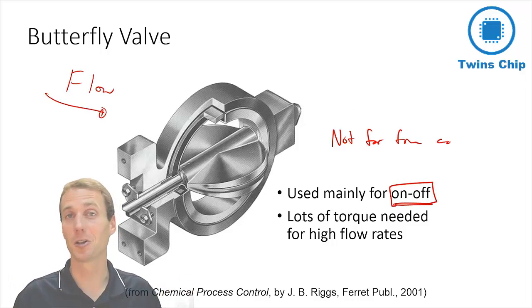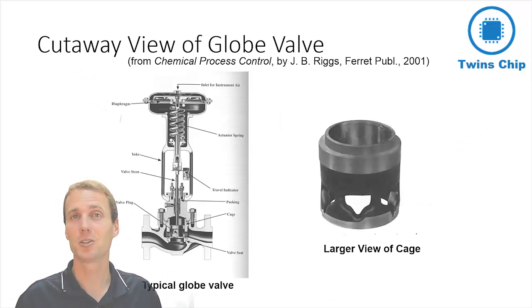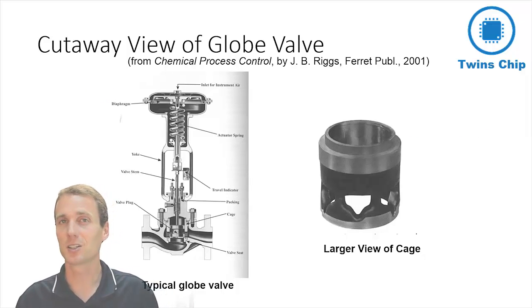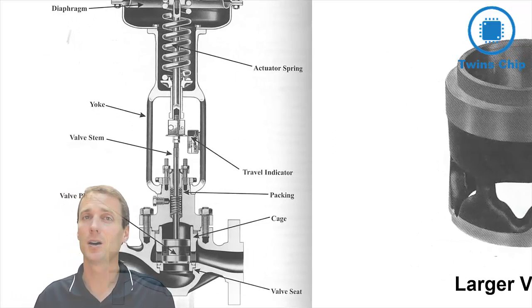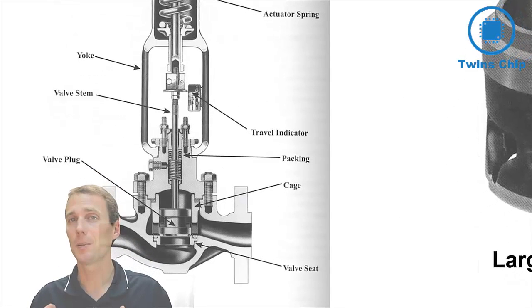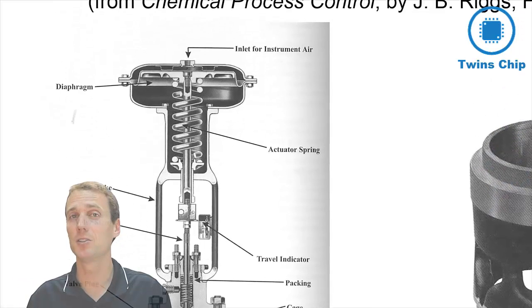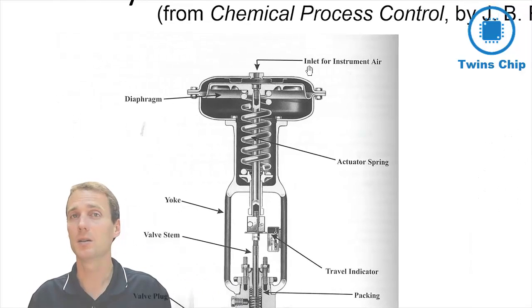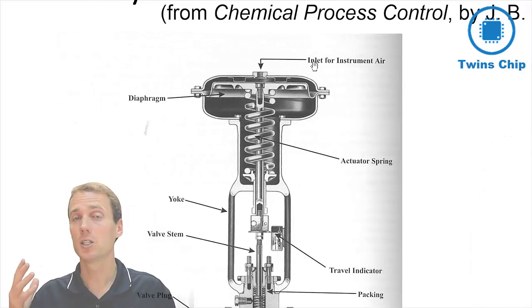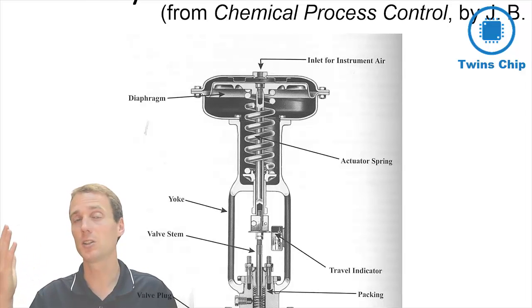But let's go over to a globe valve. Okay. I'm just going to show you the cutaway view of this, including the cage on this valve. And you can see a couple different things on this. This is a pneumatic valve, a pneumatically actuated valve. And so we're using air pressure to change the valve position either up or down.